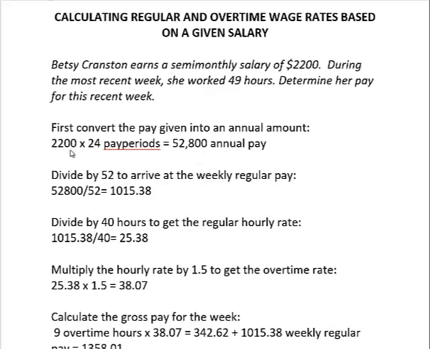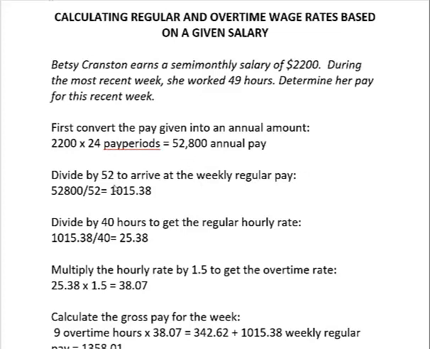So she makes $2,200 for every pay period, and in a semi-monthly pay period, she's paid 24 times a year. And the way you can figure that out is in a semi-monthly pay period, she's paid on the 1st and the 15th of every month. So that's twice a month for 12 months out of the year, so that's 24 pay periods. So her annual pay comes up to be $52,800.